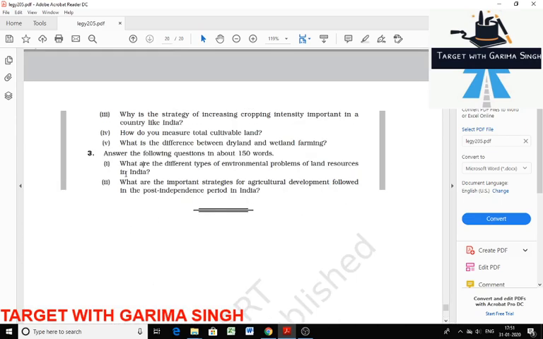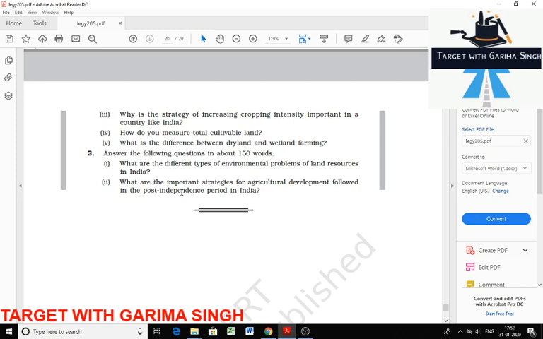Next is, what are the important strategies for agriculture development followed in the post-independence period in India? Indian agriculture economy was largely subsistence in nature before independence. During partition, about one third of the irrigated land went to Pakistan. After independence, the immediate goal of the government was to increase food grain production. So they switched from cash crops to food crops, then intensified the cropping pattern of cultivable land, increased cultivated area and reduced barren land.